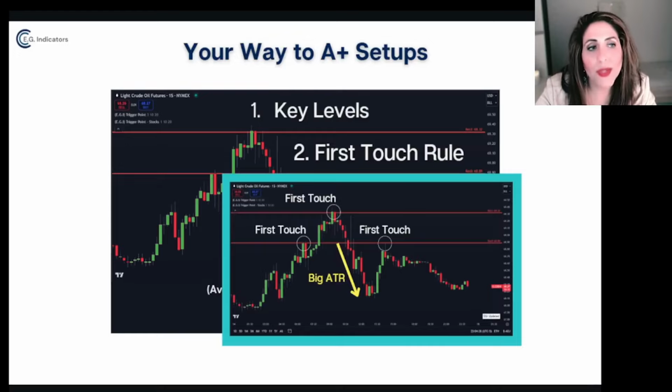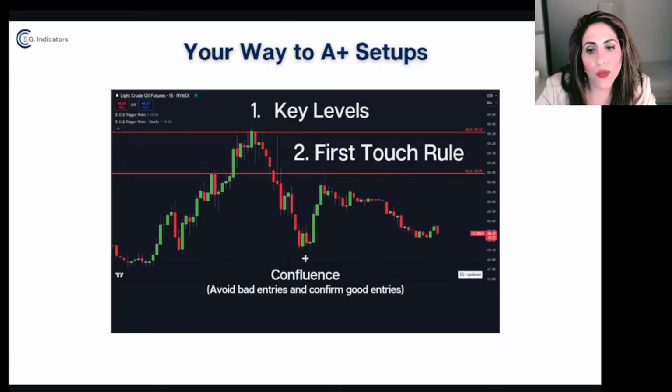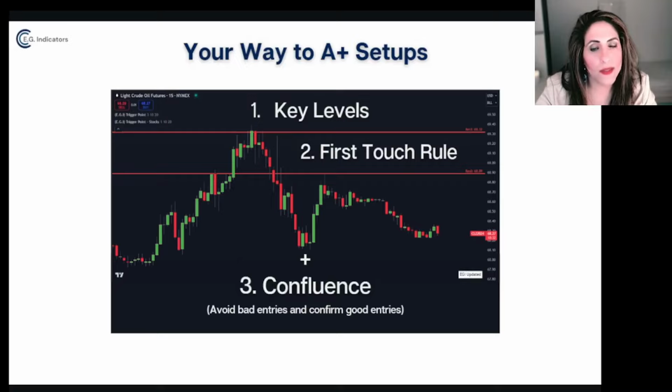And to remind you, the definition of a first touch can be relative to the current trading day, current session, or even after the price made a big move and got back to the level. So in those cases, these can be considered first touch. So the first is key levels. The second is the first touch rule, complemented by a confluence method. Confluence is about avoiding bad entries and confirming good entries.